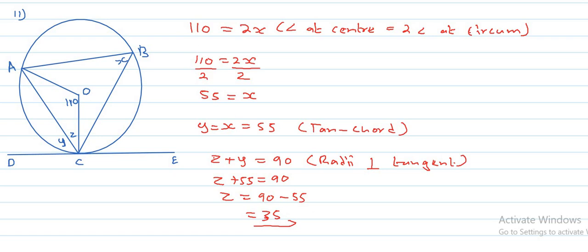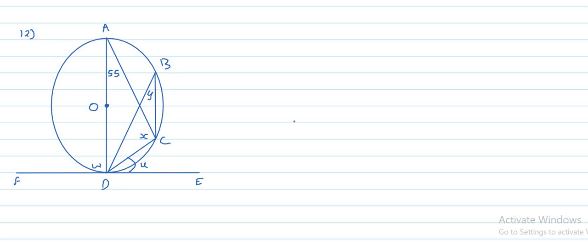Let's calculate the last one. The last question, number 12. We are given the circle with center O and points A, B, C, D lie on the circumference, and we are given tangent FDE. We are required to calculate the value of W, X, Y, and U. So we can start with the value of W.